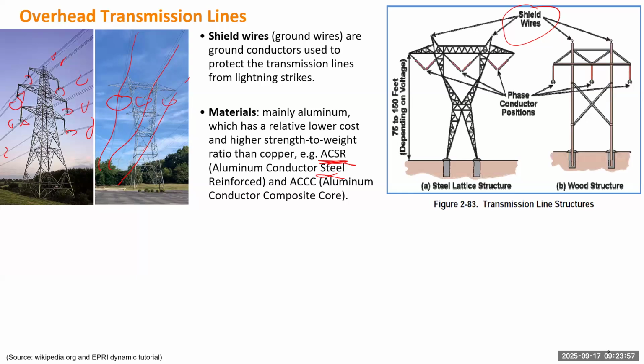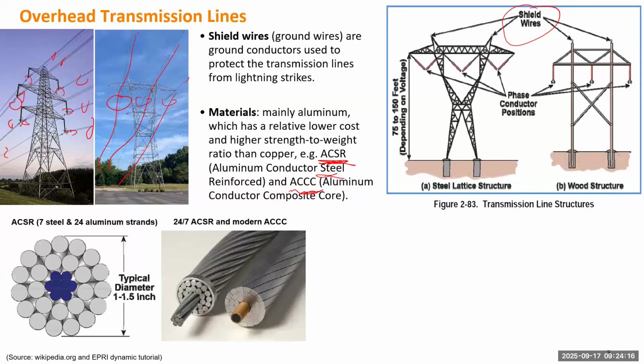And if you see ACCC, that's called aluminum conductor composite core. For the first one, the inside has steel to give better strength to the entire transmission line. But the second has a composite core, which is not a conducting material, to help improve the strength of the line. Here is a picture of the two. The left is the ACSR and the right is the ACCC.